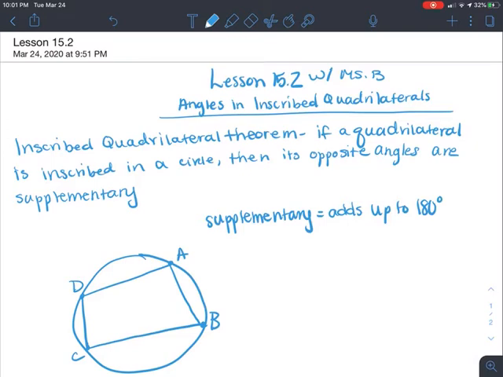Today we are going to be going over lesson 15.2, angles and inscribed quadrilaterals. First we're going to talk about what the inscribed quadrilateral theorem is. This theorem states that if a quadrilateral is inscribed in a circle, then its opposite angles are supplementary. And to review, a supplementary angle means it adds up to 180 degrees.